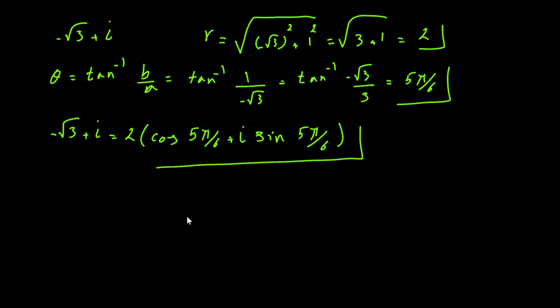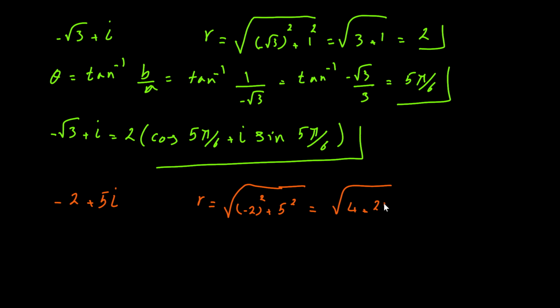In the second example, we have the complex number negative 2 plus 5i, and we want to write this one in polar form. So the very first thing again is finding the value of r. Negative 2 squared plus 5 squared, so I have 4 plus 25. It's going to give me root 29. That's my r.